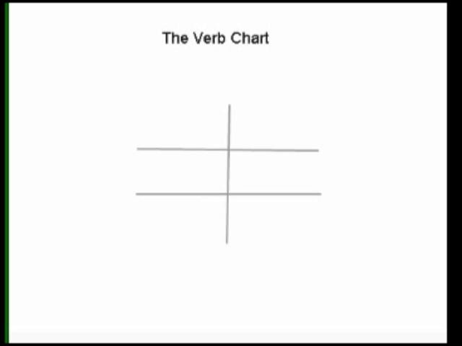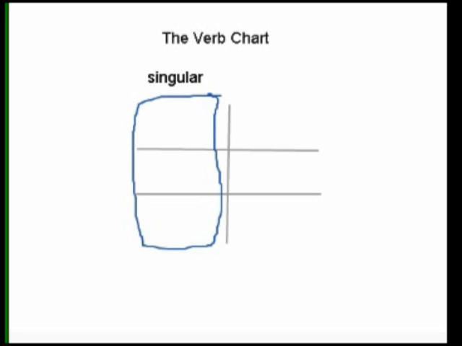We call this a verb chart, but it's actually used for lots of different things: verbs, subject pronouns, object pronouns, a lot of things like that that you'll learn about later on. First, though, we want to focus on the chart itself and the way that the chart is organized. Everything on the left half of the chart is always going to be singular. Everything on the right side of the chart is always going to be plural.